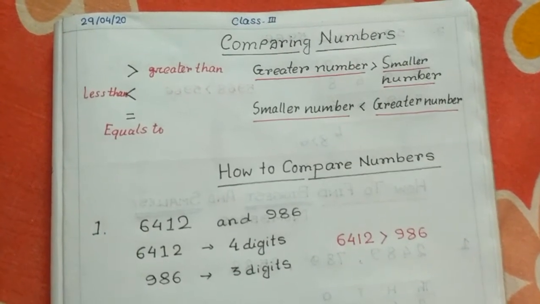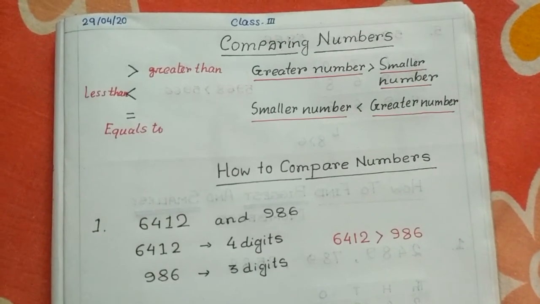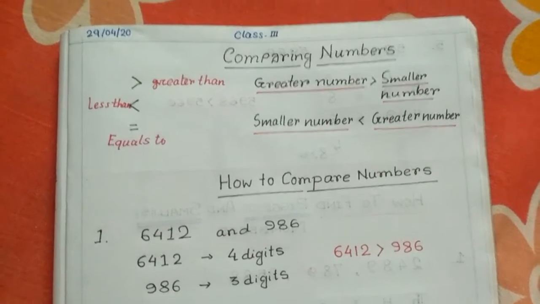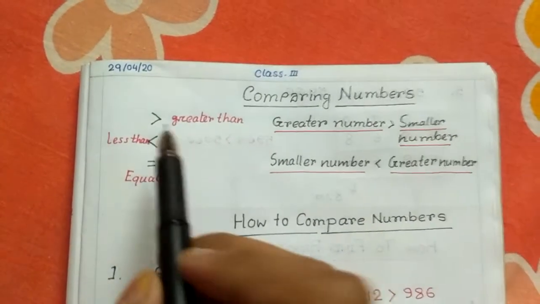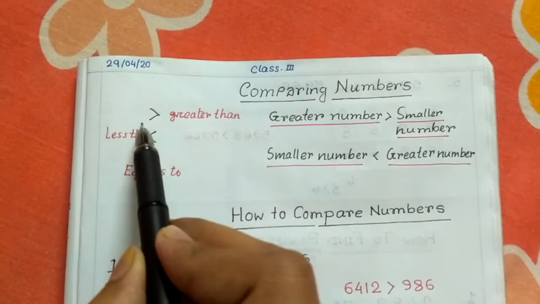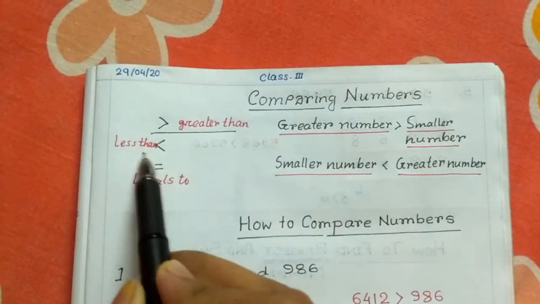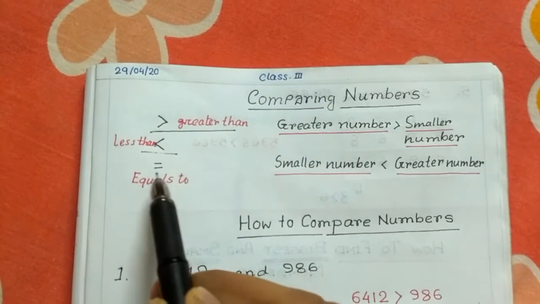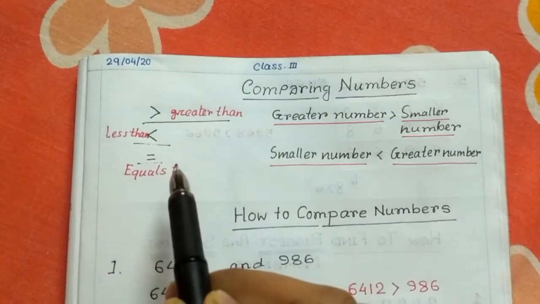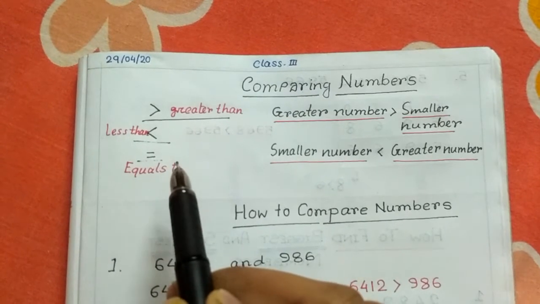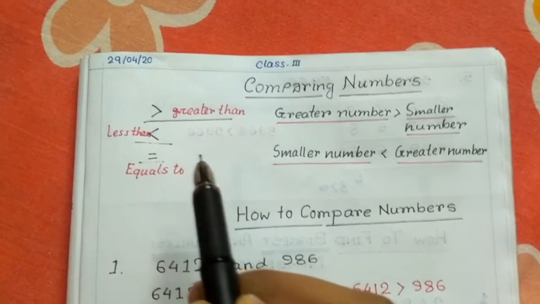Today's lesson is about comparing numbers. Comparing numbers, first we have to learn some signs. First one is greater than, next one is less than, and third one is equals to. You have to learn these signs very carefully and you have to know their meaning, where they are used.